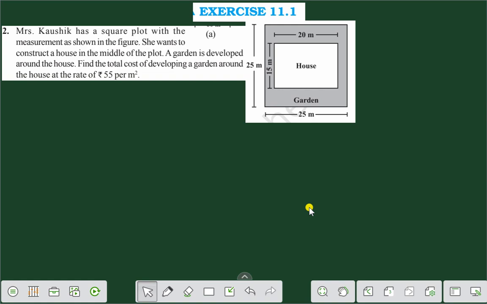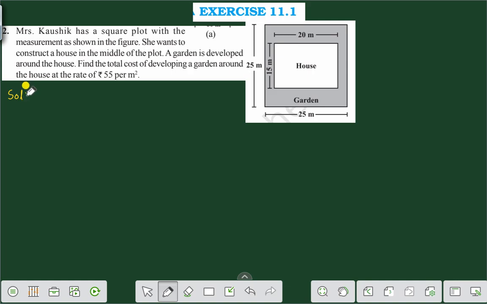Today we shall discuss exercise 11.1 question number 2. Mrs. Kaushik has a square plot with measurement as shown in the figure. She wants to construct a house in the middle of the plot. A garden is developed around the house. Find the total cost of developing a garden around the house at the rate of rupees 55 per meter square. That means you have to find the area of the shaded portion. We can solve this question like this.